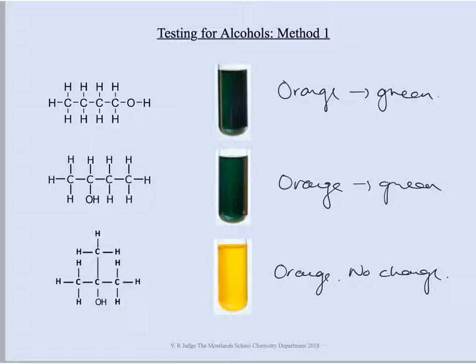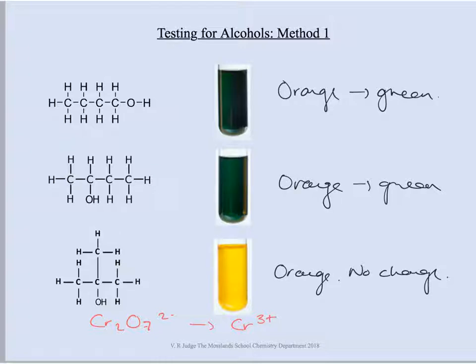So these colour changes come from the chromium that you're using in the acidified potassium dichromate. The dichromate ion is Cr2O7 2-, and these dichromate ions are reduced, so they gain some electrons from the alcohol which is being oxidised, and when they're reduced they become Cr3+ ions. So dichromate Cr2O7 2- ions are orange, and chromium 3+ ions are green. So you get to see a colour change.